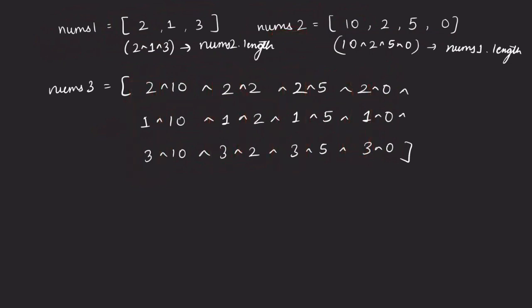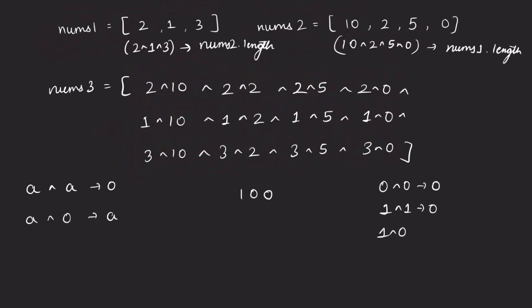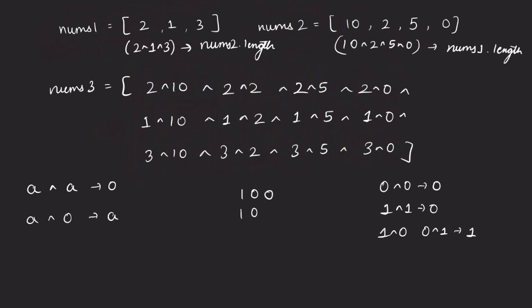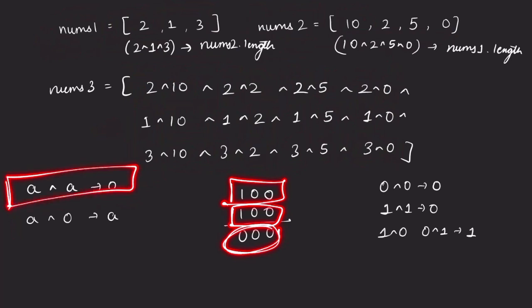Now there are a few properties of XOR: when we do the XOR of a number with itself, we get a 0, and when we do the XOR of a number with 0, we get the number itself, right? So if we consider the bits 1, 0, 0: in an XOR, 0 XOR 0 gives 0, 1 XOR 1 gives 0, and 1 XOR 0 or 0 XOR 1 gives a 1. So if I do the XOR of a number with itself, 0 XOR 0 will be 0, and 1 XOR 1 will also be 0. So when I do the XOR of a number with itself, I get a 0, which is this particular property.